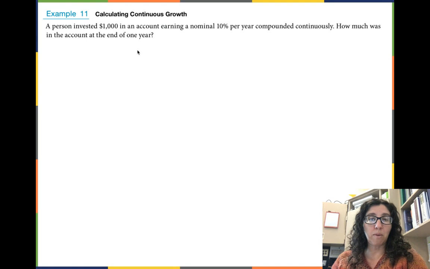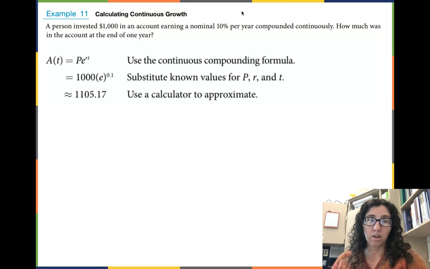But first, let's go back to money. So you've got $1,000 invested in an account earning 10% a year, compounded continuously. How much is in the account at the end of a year? All right, so here's our equation. P we know is 1,000. r is 0.1, right? 10%, we write that as 0.1. And at the end of 1 year, t is 1, right? So we just plug these values into our calculator and we get this value, $1,105.17.